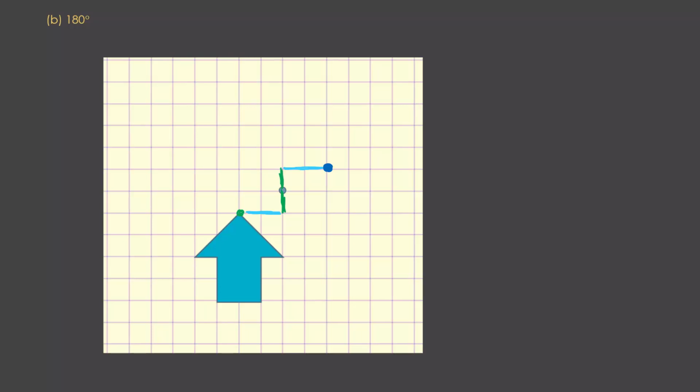Now, if we're rotating 180 degrees, clearly the shape is now going to be upside down. So we can probably draw the rest of the shape without too much difficulty, like so.